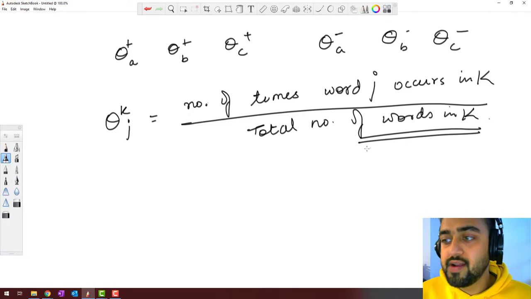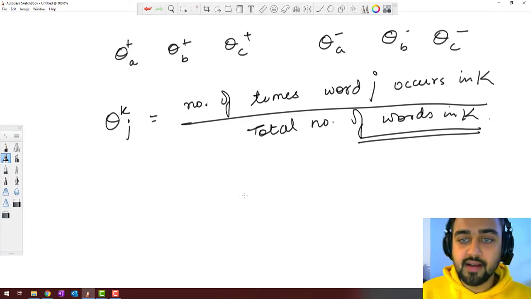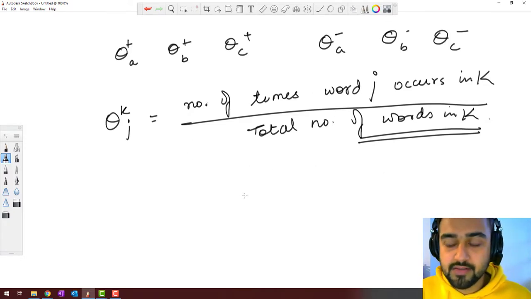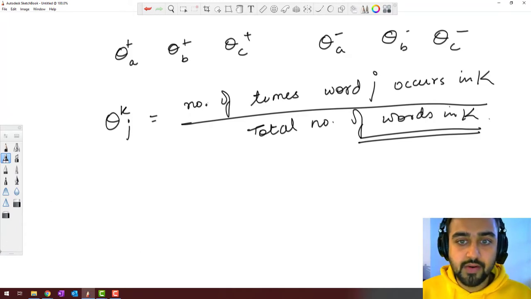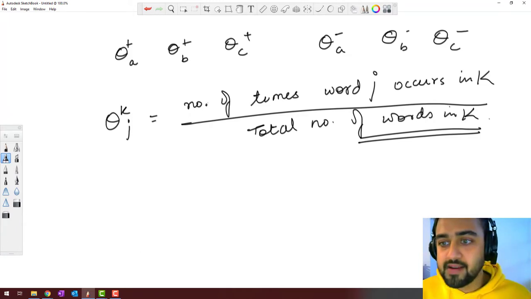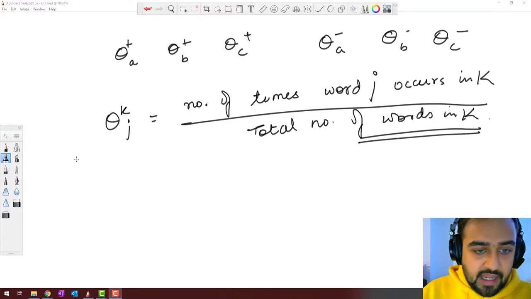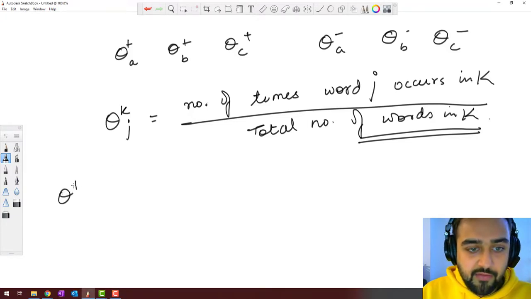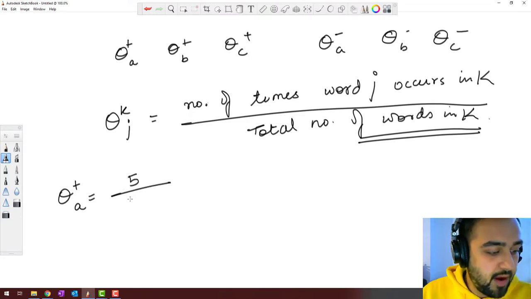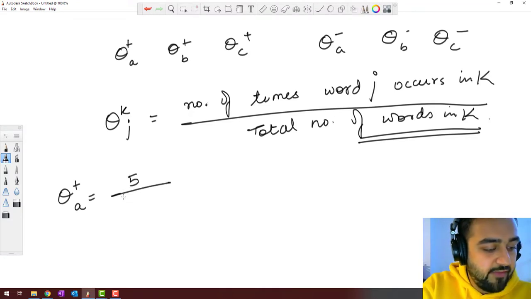We are taking the total number of words because we are taking the frequency of their repetition into consideration as well. So in order to find the proper probabilities, we'll need to consider the total number of words in a particular class. If you take the table that we described earlier, you would see that for the positive class, A occurs 5 times out of a total of 5 plus 6, 11 plus 6, 17.